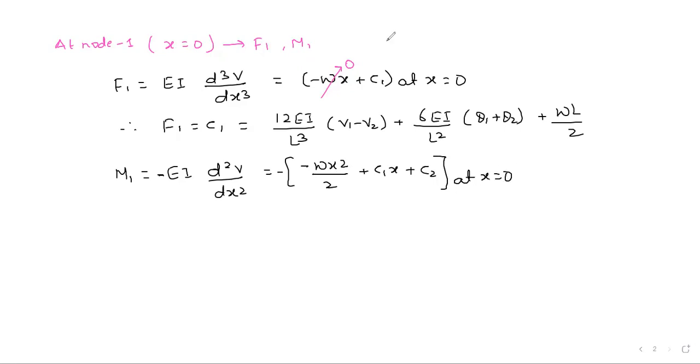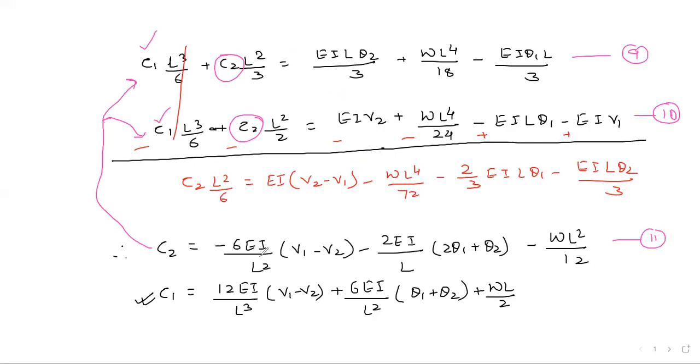If you put x is equal to 0 in this equation, what are we going to get? This term as 0 and this term also as 0. So M1 can be written as C2, minus C2, because here it is minus. So we can write M1 is equal to minus C2. The C2 value we have already calculated. You can see here, the C2 value is minus 6 EI L square. So just multiply it by minus, and we will get the M1 value.